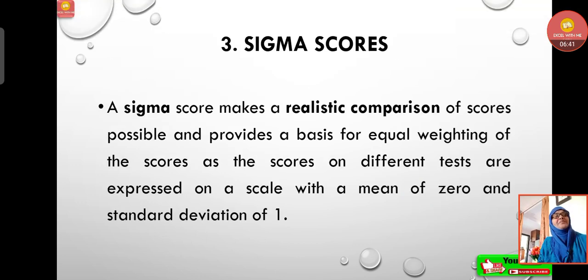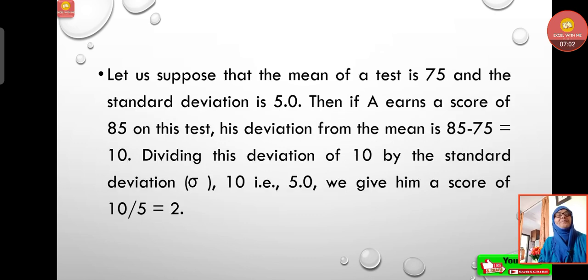The third one is sigma scores. A sigma score makes a realistic comparison of scores possible and provides a basis for equal weighting of the scores, as the scores on different tests are expressed on a scale with a mean of 0 and standard deviation of 1. So let us suppose that the mean of a test is 75 and the standard deviation is 5.0.